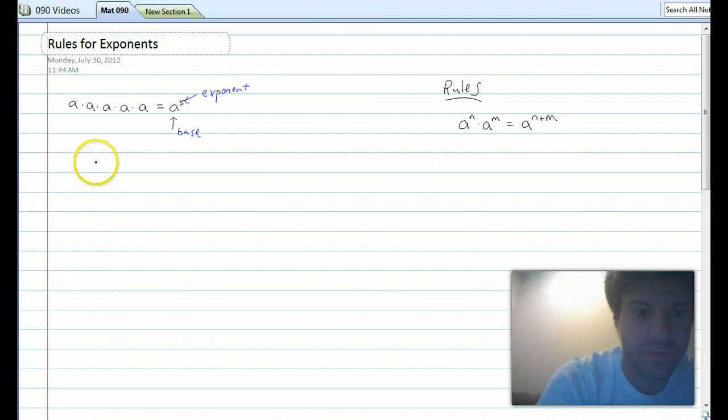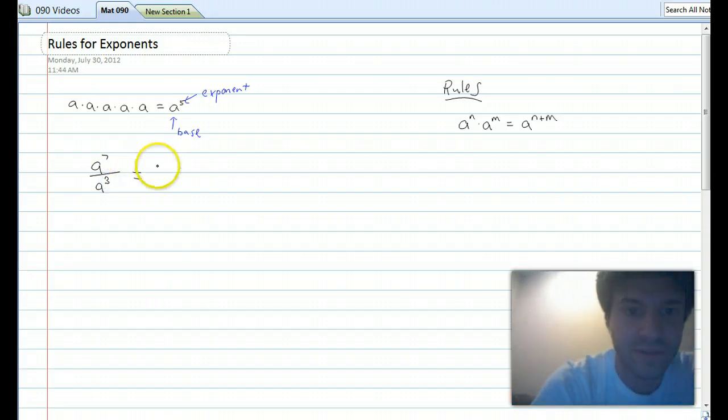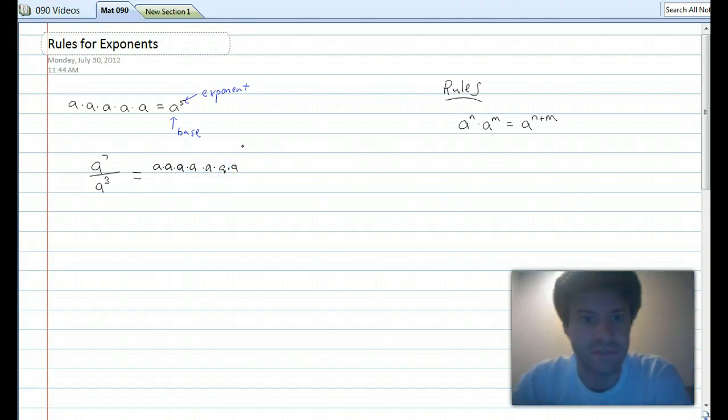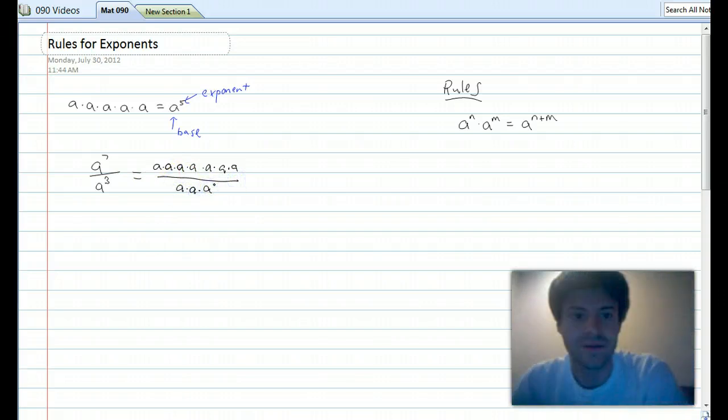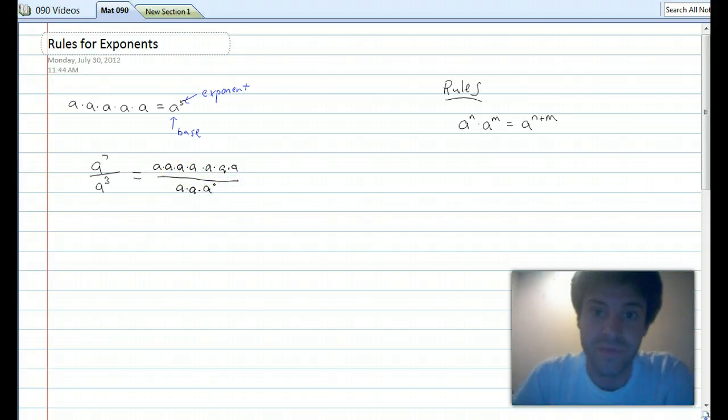and let's take a look at another example. Let's say we have a to the 7th divided by a cubed. Well, what that looks like is a times a times a times a times a times a times a. I think that's 7 of them there. We're going to divide that by 3, a times a times a. That's what a to the 7th divided by a cubed means.